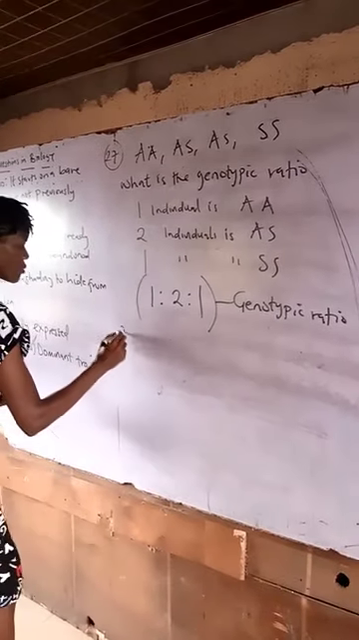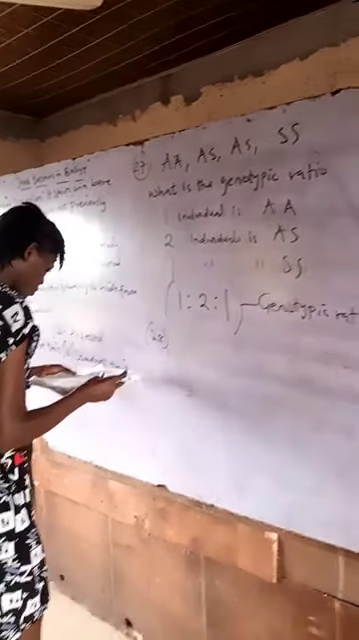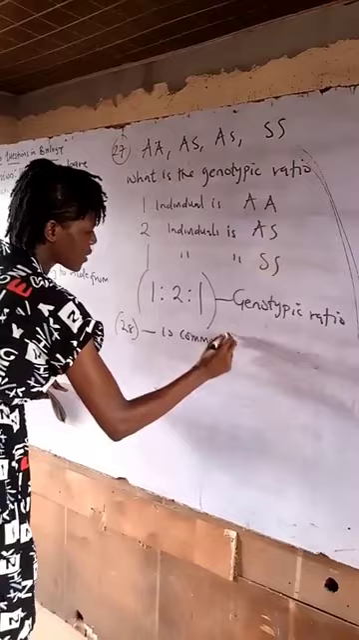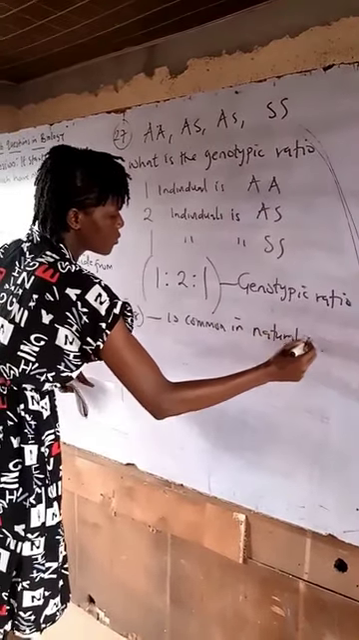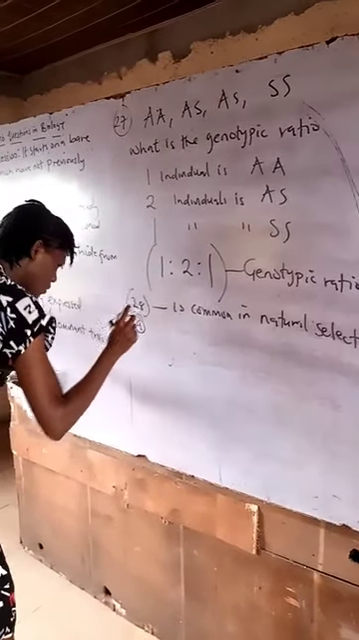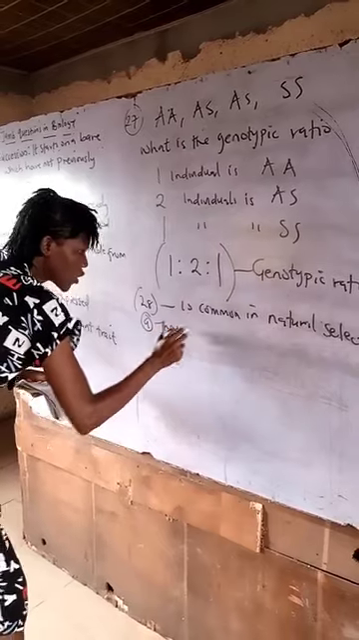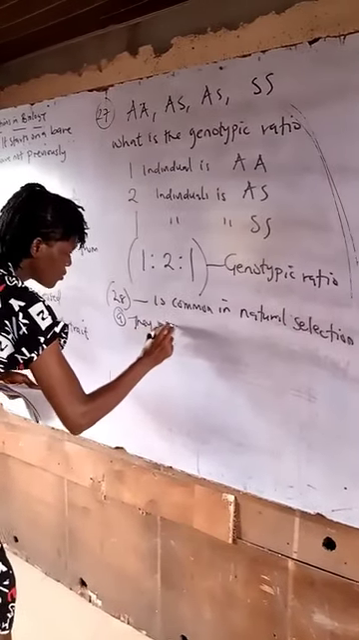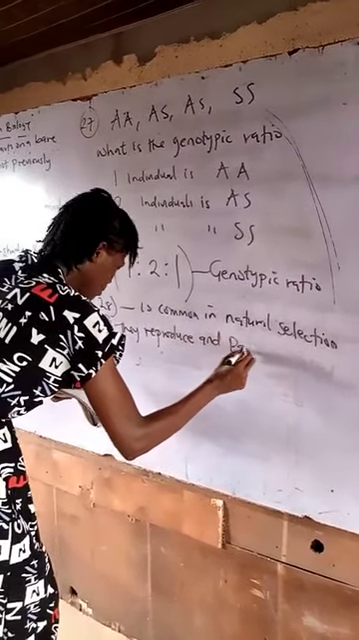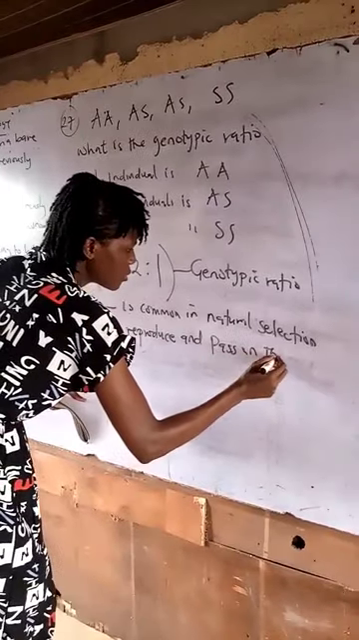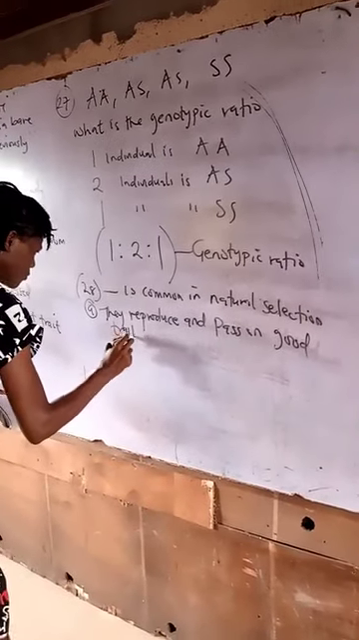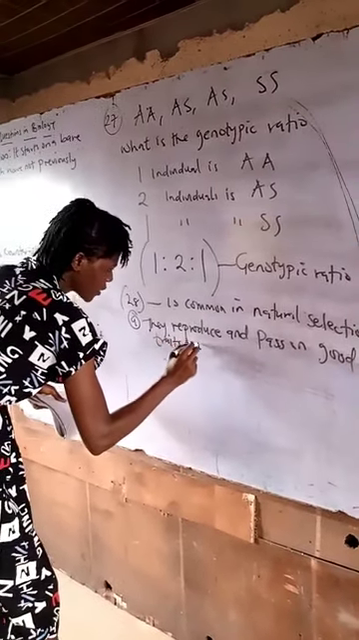The next question, let me say 28. It says dash is common in natural selection. Dash is common in natural selection. Please, the answer is what? There are options, but it said the theory postulates that they reproduce and pass on good traits to their offsprings.